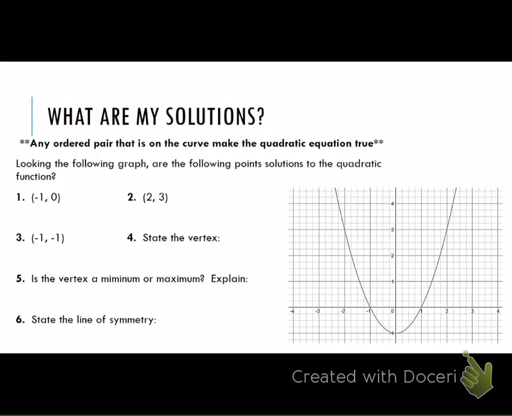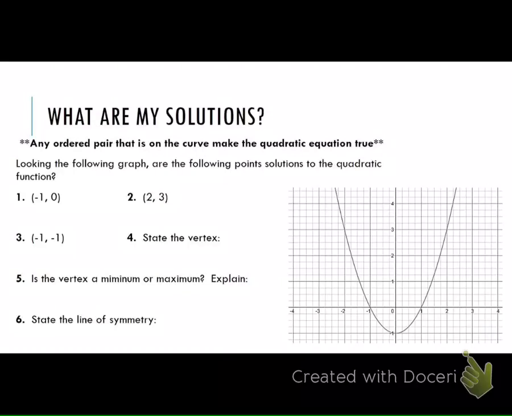1 point. What are my solutions? Solutions are any ordered pair that is on the curve that make the quadratic equation true. So a solution is anything that would make this equation of this quadratic true, meaning it lies along the parabola. Looking at the following graph, are the following points solutions to the quadratic function? Brian, (-1, 0). Is (-1, 0) a point along our parabola? Yes. It is on our curve, our parabola. This is (-1, 0), so it is a solution.